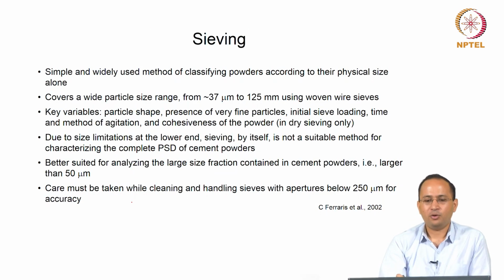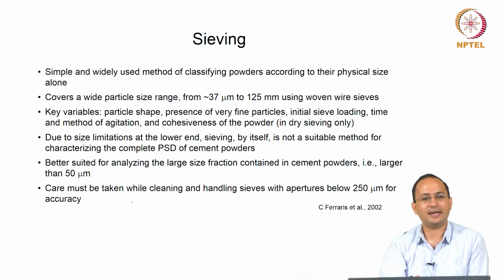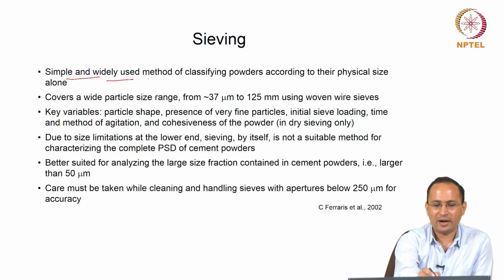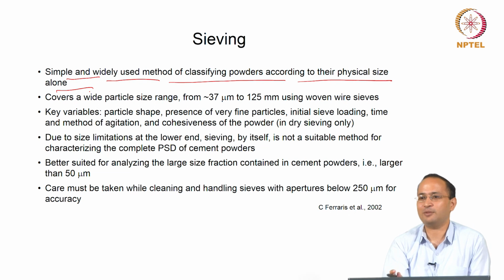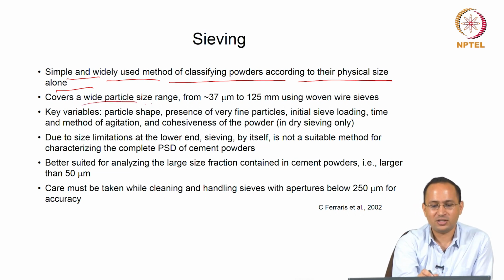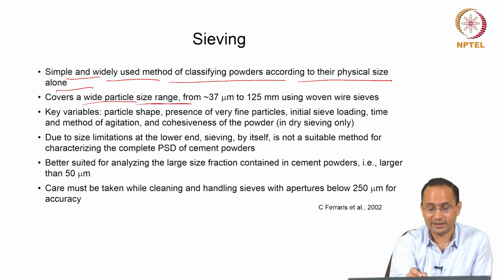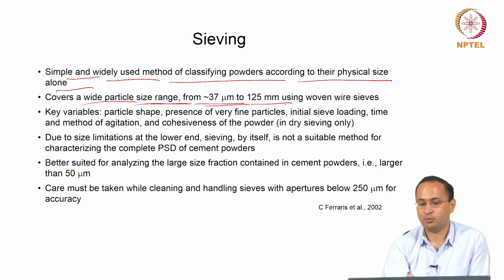So, how do we determine particle size distribution? Especially for large sizes, like sand and coarse aggregate, which we use in concrete, we do sieving. Sieving is a commonly used technique. It is a simple, widely used method for classifying powders according to their physical size alone. We do not care about chemical makeup, it is just physical, the shape and size. It covers a wide particle size range from 37 micron up to 125 millimeters, quite a bit.